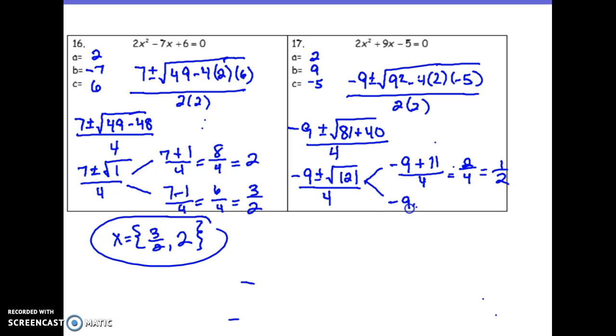Or we have negative 9 minus 11 divided by 4. That would give us negative 24 over 4, which is negative 5. So our solution here would be x is equal to negative 5 and 1/2.